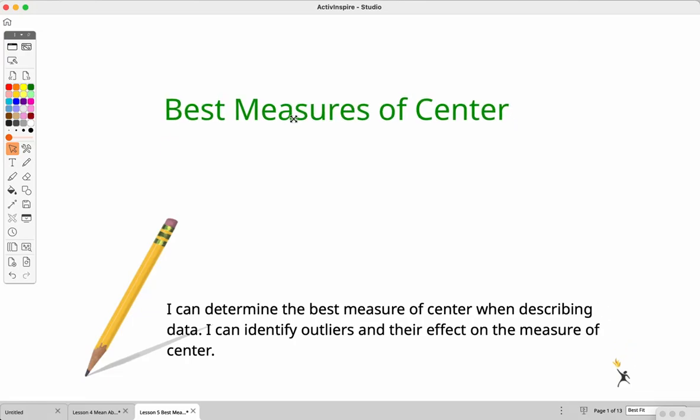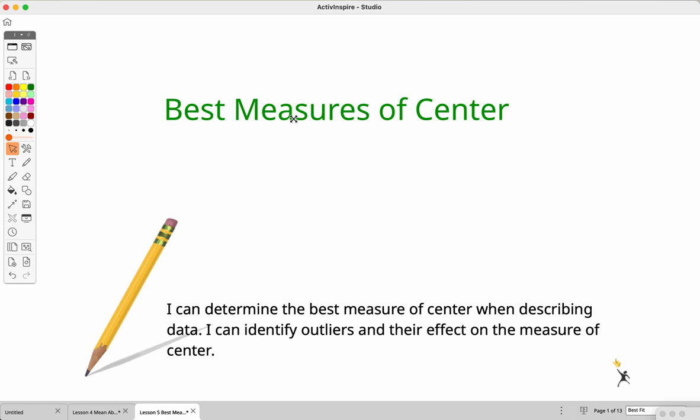Right, today, guys, we've been studying the different measures of center: mean, median, and mode. We discussed all the different measures of variation: median, quartiles, IQR, range, and also mean absolute deviation. Now we're going to take a deeper dive into the data.